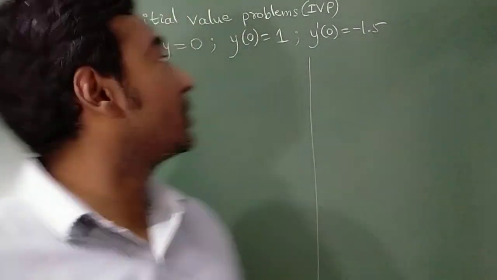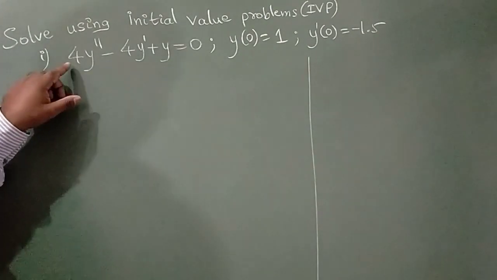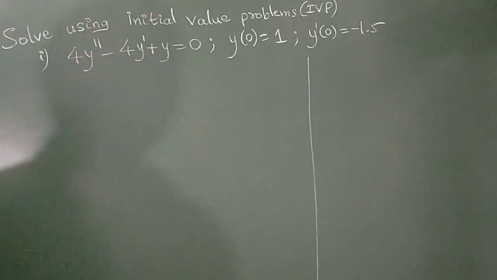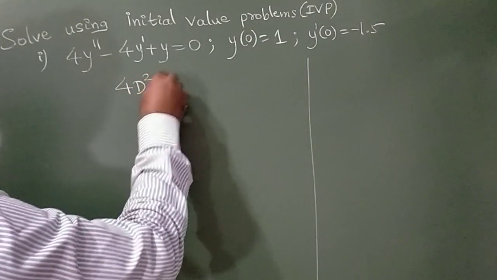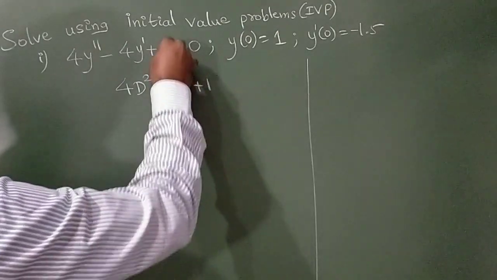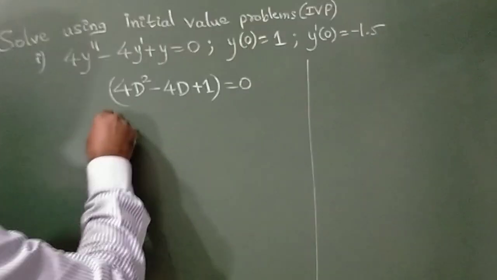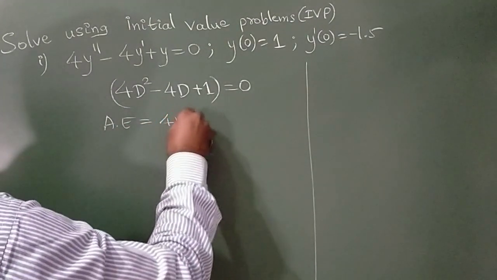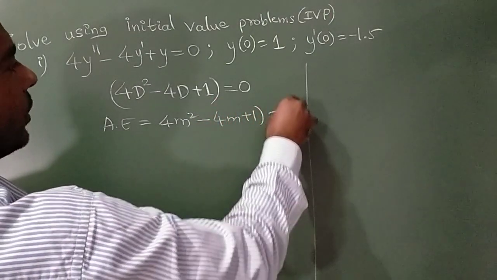So today I am going to teach initial value problems. So let's begin. 4y double dash minus 4y dash plus y is equal to 0. So this can be written as 4D square minus 4D, and the coefficient of y is 1, is equal to 0. So this can be written in the auxiliary equation form as 4m square minus 4m plus 1 is equal to 0.